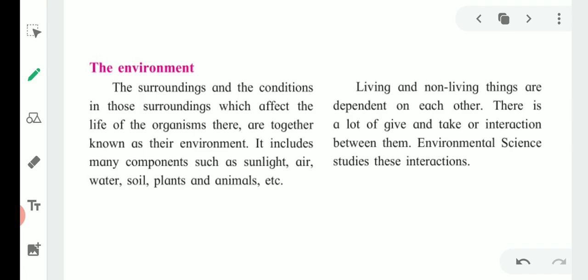It includes many components such as sunlight, air, water, soil, plants and animals, etc. Living and non-living things depend on each other, which means a living thing like a plant or an animal needs oxygen from the air, which means they are dependent on the atmosphere for their oxygen, which means they are interconnected. Or we need soil to grow our plants, which means we are dependent on it. There is a lot of give and take or interaction between them. Environmental science studies these interactions.